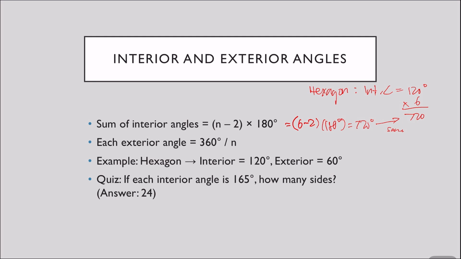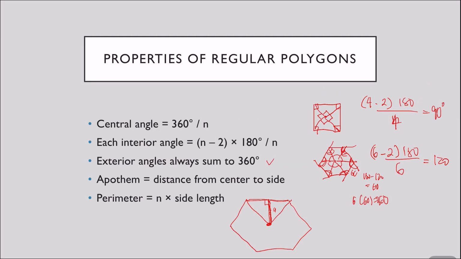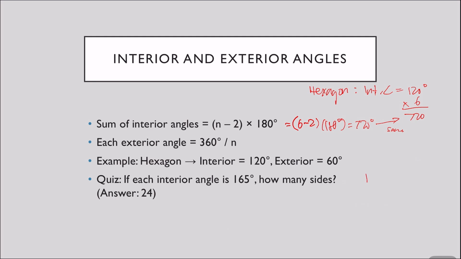Okay, so this is the example that we had, no? If each interior angle is 165, how many sides would there be? We will use the previous formula. The n minus 2 times 180 over n. We're looking for n, and this should be equal to 165. You solve for n, multiply n on both sides. This will give you n minus 2 times 180 is equal to 165n. Distribute 180, this will be 180n minus 360 is equal to 165n.